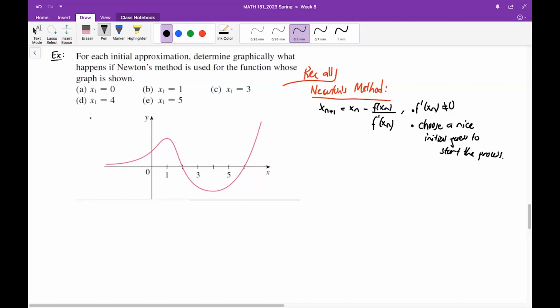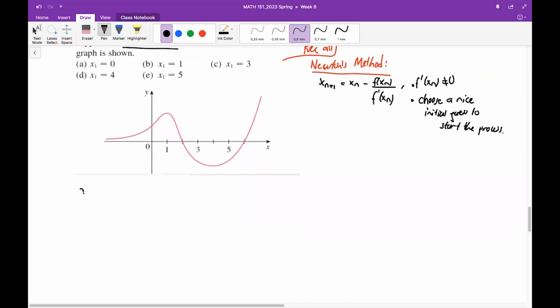Okay, let's try to solve this exercise by using the ideas that we covered about Newton's technique. For each initial approximation, determine graphically what happens if Newton's method is used for the function whose graph is shown. So we will try to understand whether the given initial points are nice ones to obtain a nice approximation for the roots of the function by using Newton's method. Consider x1 equals 0. Let's choose this as the first initial guess. Then does the method work?